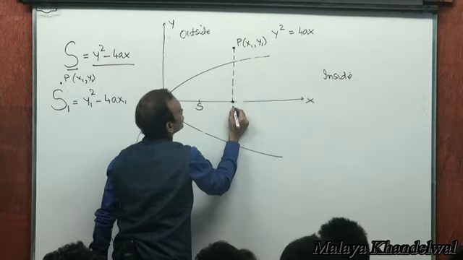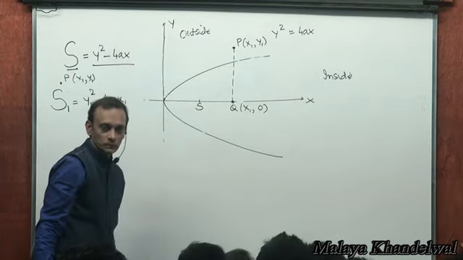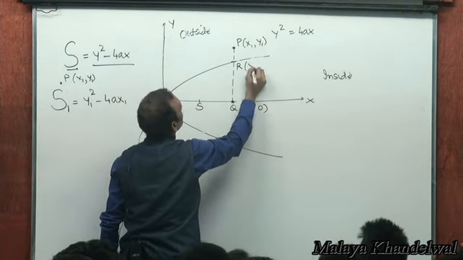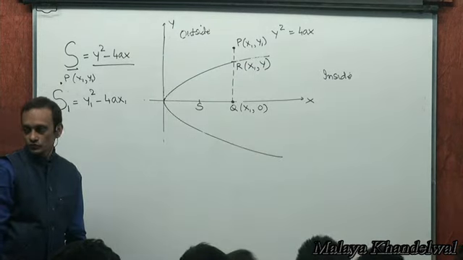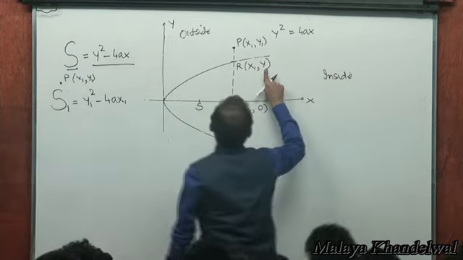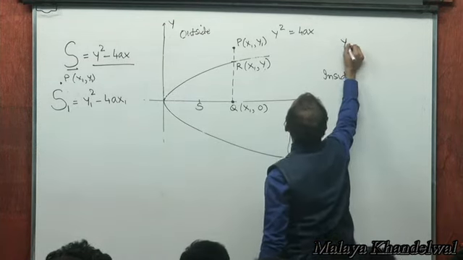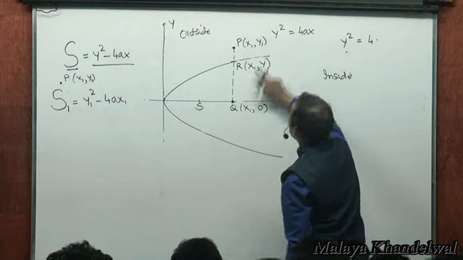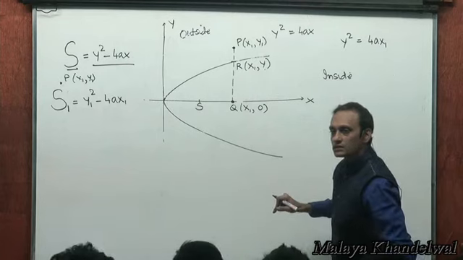Its projection, call it Q, would be (x1, 0), right? And its intersection with the parabola R would be some (x1, y). Yes or no? Right, Siddhant? But this (x1, y) lies on the parabola, so it will satisfy the equation of the parabola. So can I say y squared is 4ax1? Can I say this, right?